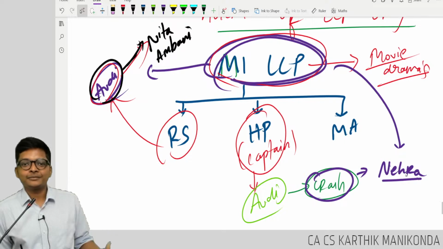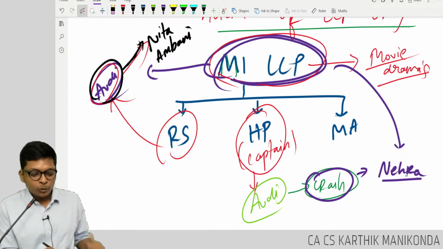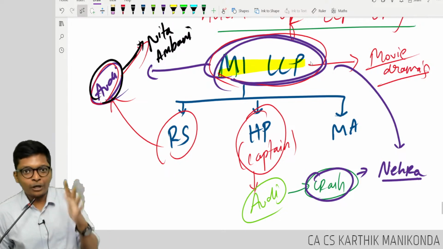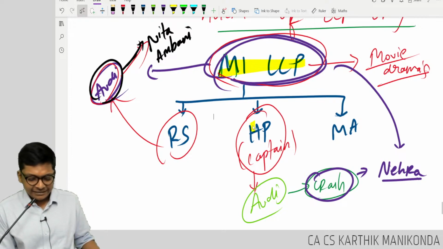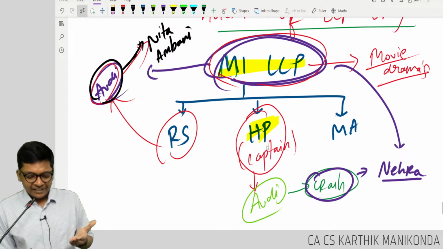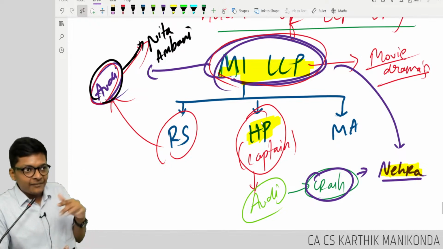He came and crashed. How will I know he is the partner of your LLP? So Mumbai Indians is saying, okay, you don't know he is my partner, so I am not liable. Only Hardik Pandya is liable. Can they say that? How will the third party know? Whether Nehra is saying or Mumbai Indians is saying Hardik Pandya is not having the authority.